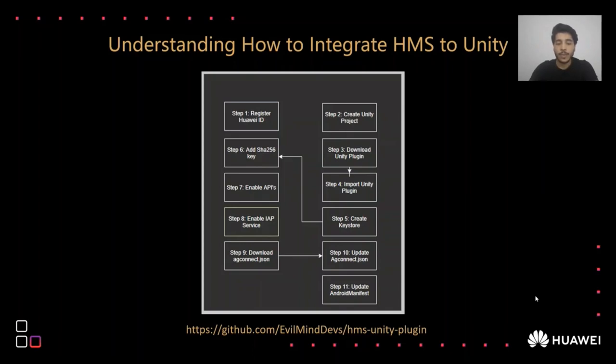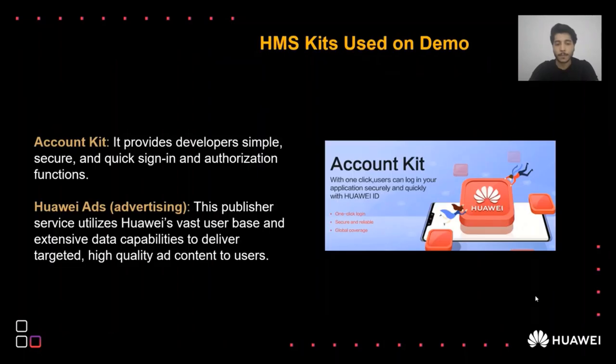And the last one, step 11, we need to update the Android manifest file in our plugin. And also at the end of the presentation, I will show all steps in demo parts. We created a demo game for this webinar and I will integrate some kits into that demo game. For example, account kit and ads kit. With account kit, we will do login and logout process using Huawei ID. And with Huawei ads kit, we will show advertising videos to users.